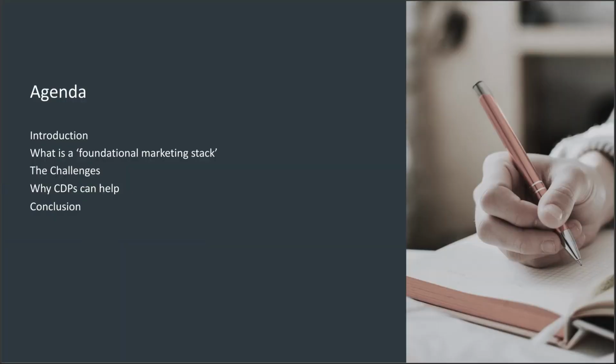Our agenda today will be a brief introduction to the marketing stack, what is a foundational marketing stack, the challenges, why CDPs can help, and then a conclusion.